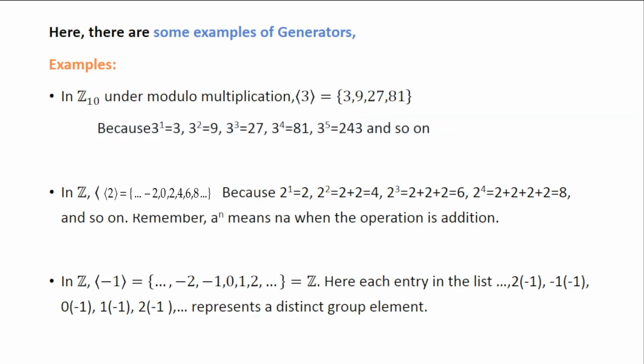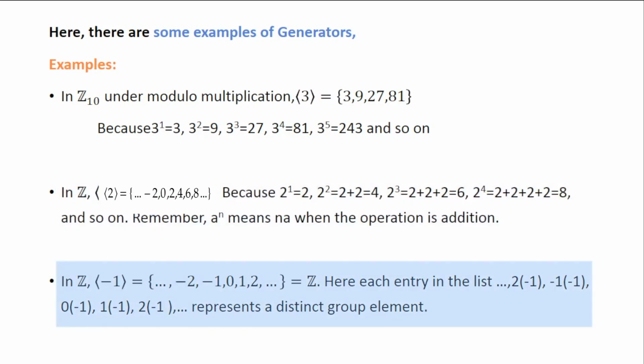The second example: in the integers Z, ⟨2⟩ is equivalent to 2, 4, 6, 8 because 2 to the power 1 is 2, 2 square is 2 plus 2, which is 4, and 2 cube is 2 plus 2 plus 2, which is 6, and 2 to the power 4 is 2 plus 2 plus 2 plus 2, which is 8, and so on. Remember, A to the power N means NA when the operation is addition.